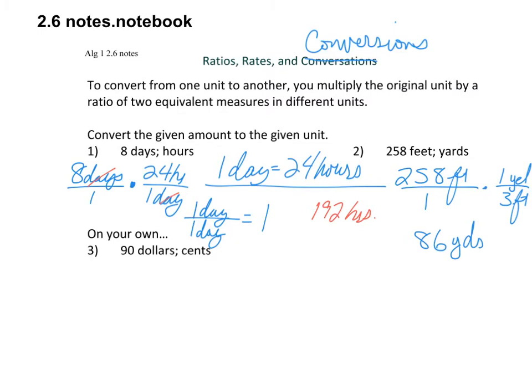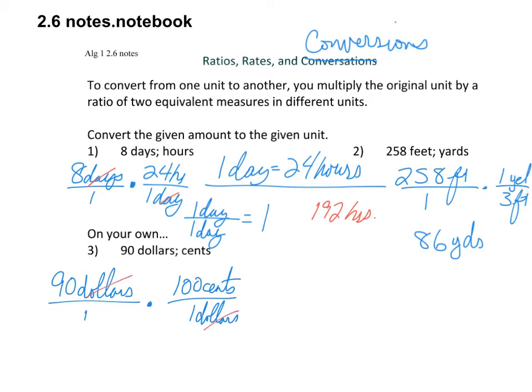For number 3, we want to convert $90 into cents. I'm going to go ahead and write out dollars so we don't get confused. And we're going to multiply that by 100 cents over $1. Again, I've got dollars in my denominator so that I can cancel those out. Then I can add up how many zeros I've got. So I should have 9,000 cents in $90.